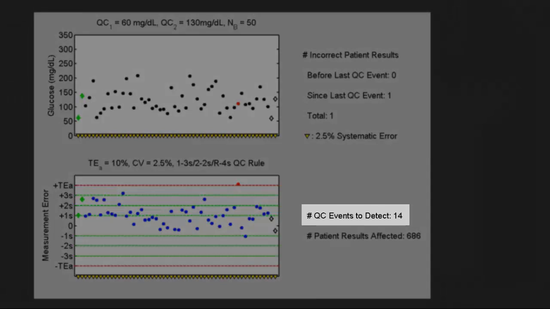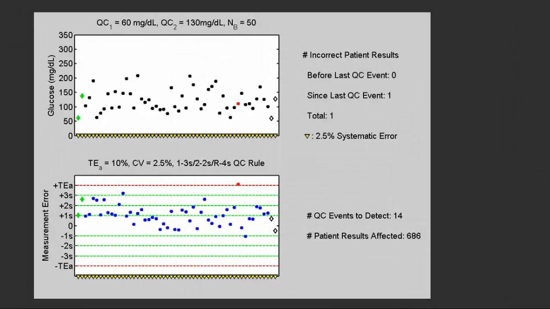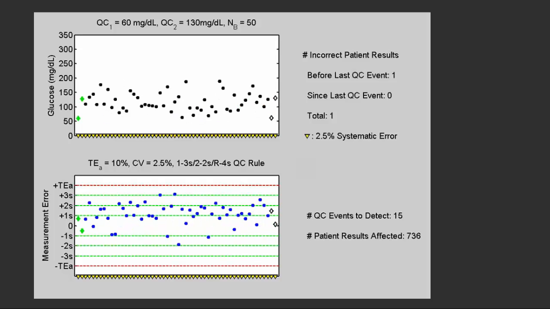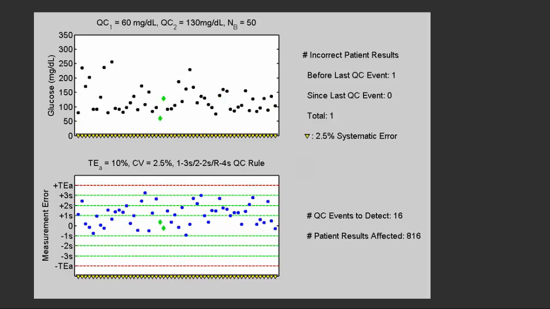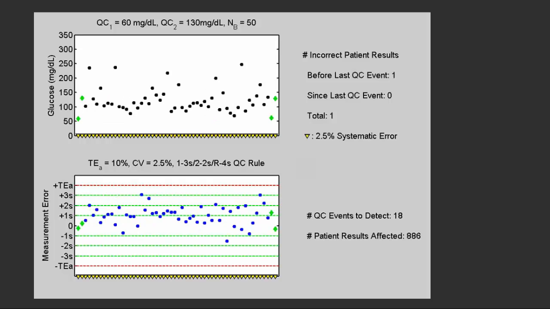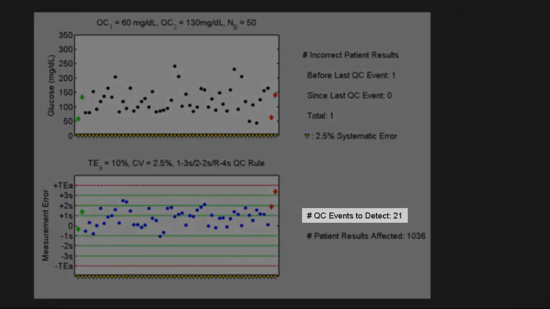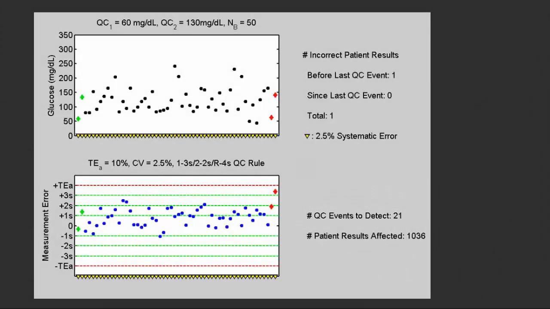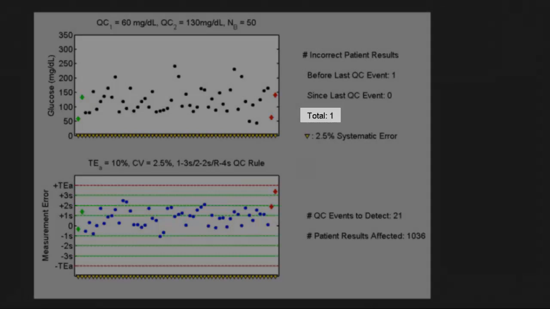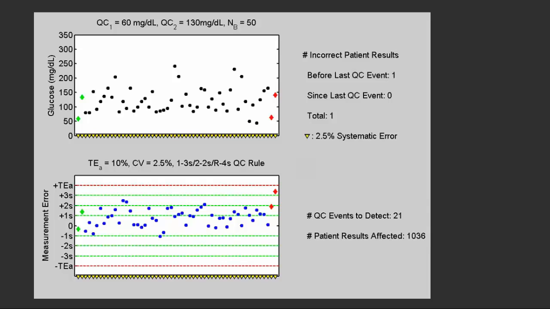We're now on the 14th try, and we finally see a result that has failed the quality requirement. However, we still have not detected the out-of-control condition. Finally, on the 21st QC event, we get a rule rejection. Over 1,000 patient results were affected by this 2.5% shift, but only one of them failed to meet the 10% quality requirement. If we were to simulate this out-of-control situation again, would we expect that it would take 21 tries?